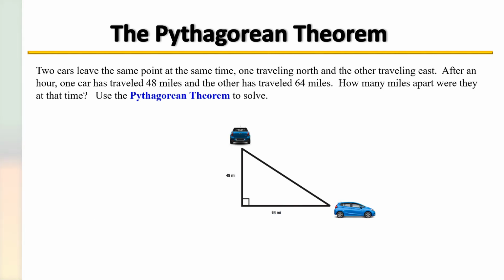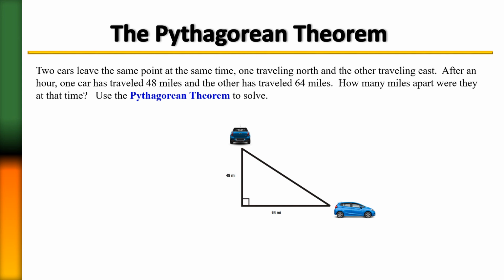Example: 2 cars leave the same point at the same time. So in other words, the 2 cars left the point here of where the right triangle is, where the box is. They left there at the same time. One was traveling north and the other was traveling east. So after an hour, one car has traveled 48 miles and the other had traveled 64 miles. So how many miles apart are they at that time?